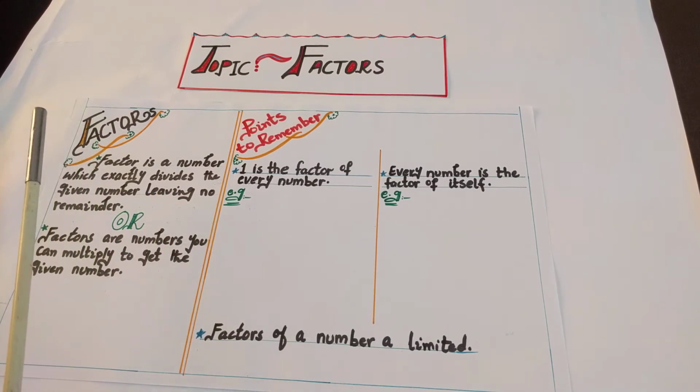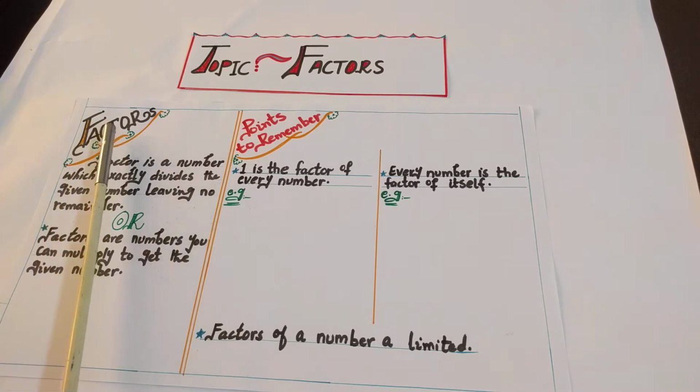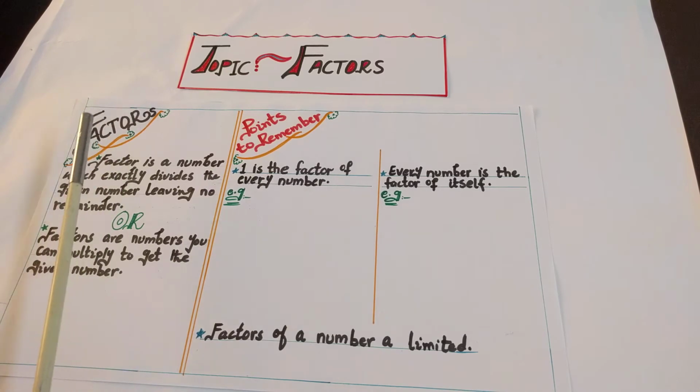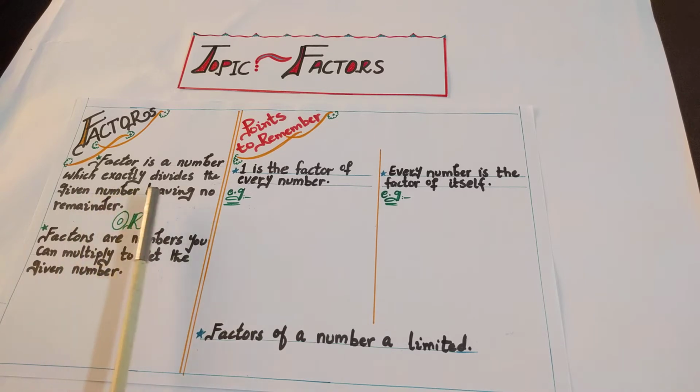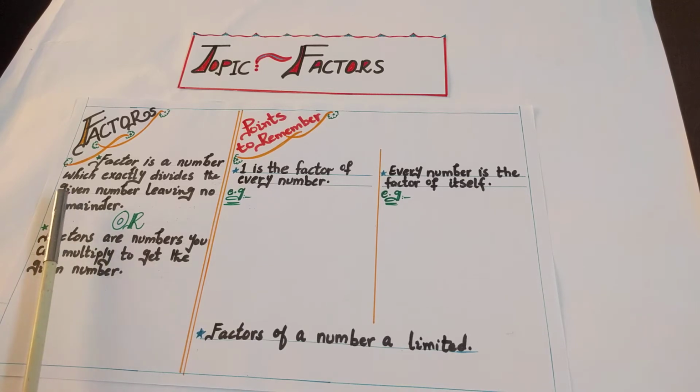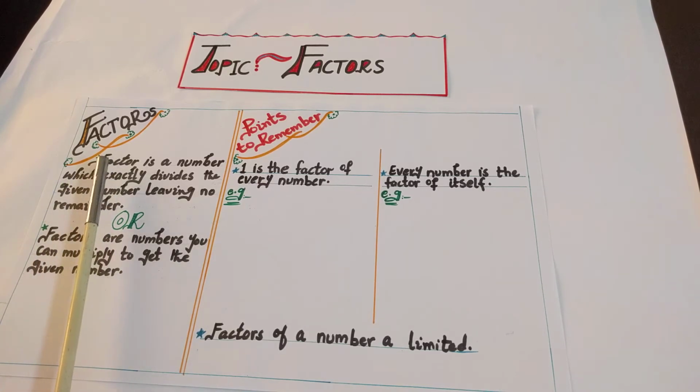In the previous lectures we have already learned about factors in some other topics, but that was just an introduction. Now in detail we are going to discuss the topic of factors. So a factor is a number which exactly divides the given number, leaving no remainder. Meaning a factor is actually a divisor. If that divisor divides the given number exactly, without leaving any remainder, meaning the remainder should be 0, then that number is called a factor of the given number.